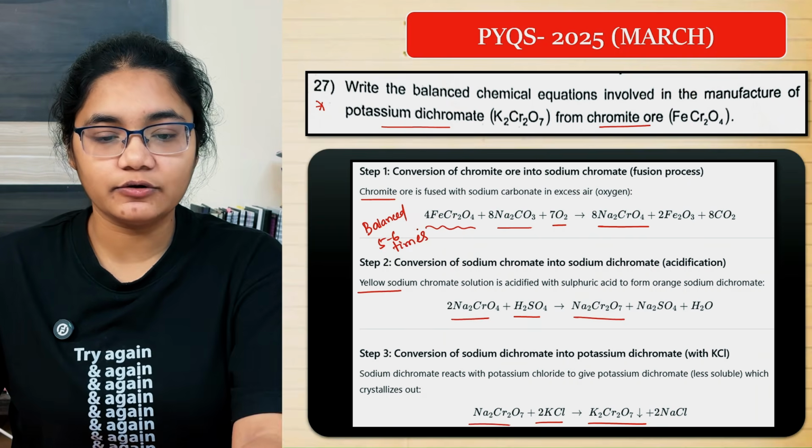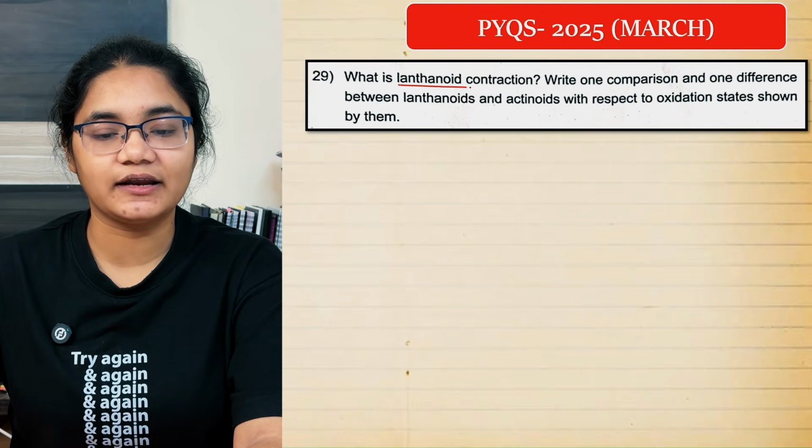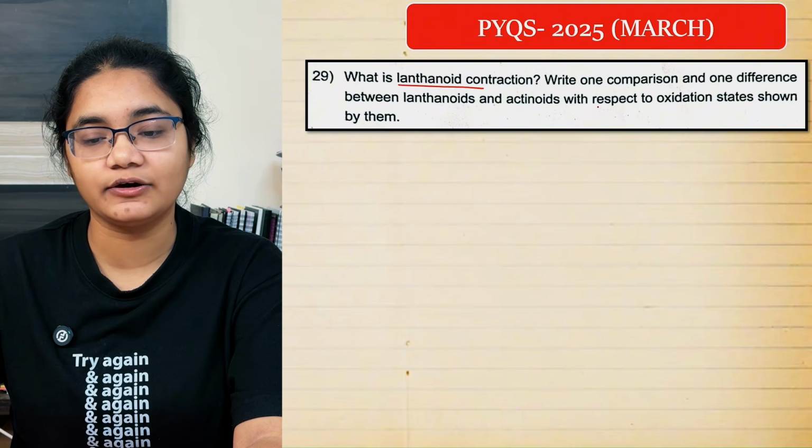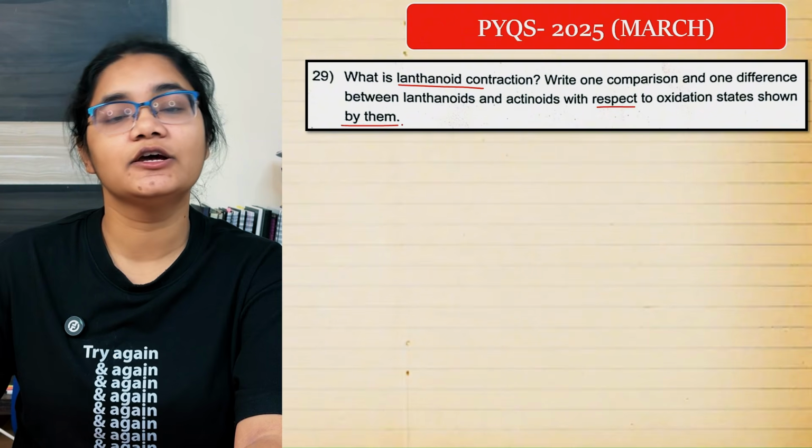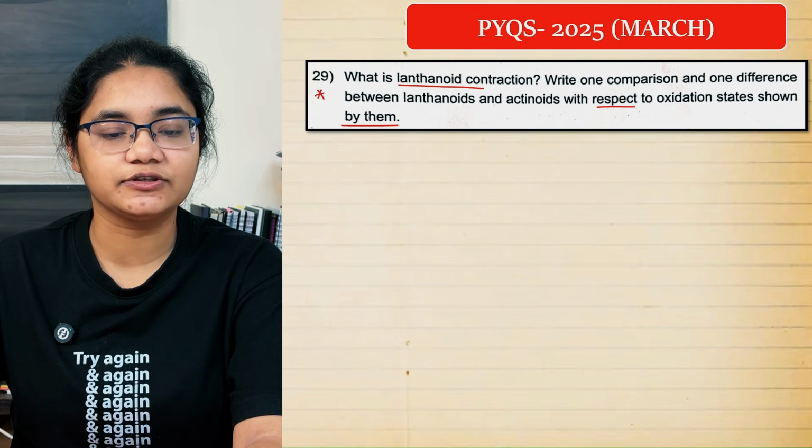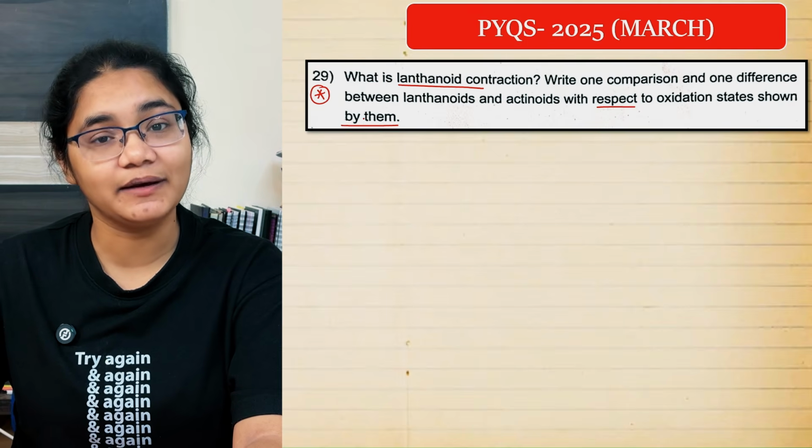Moving to the next question, 29. What is lanthanoid contraction? And write 1 comparison and 1 difference between lanthanoids and actinoids with respect to the oxidation states shown by them. Lanthanoid contraction is also a very important and repeated question.